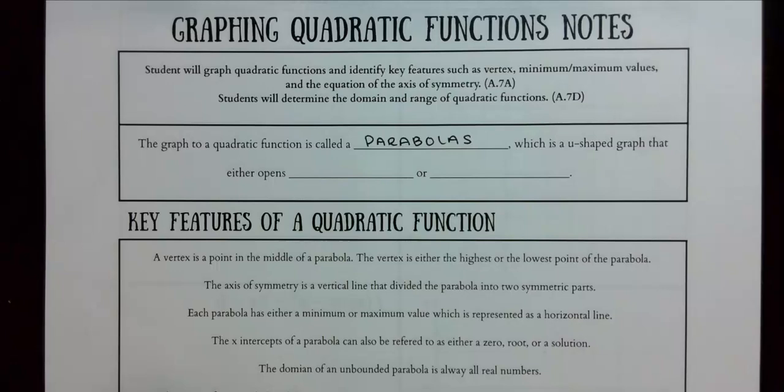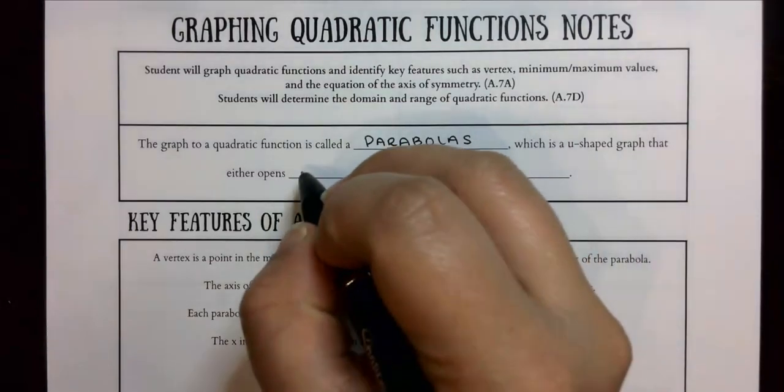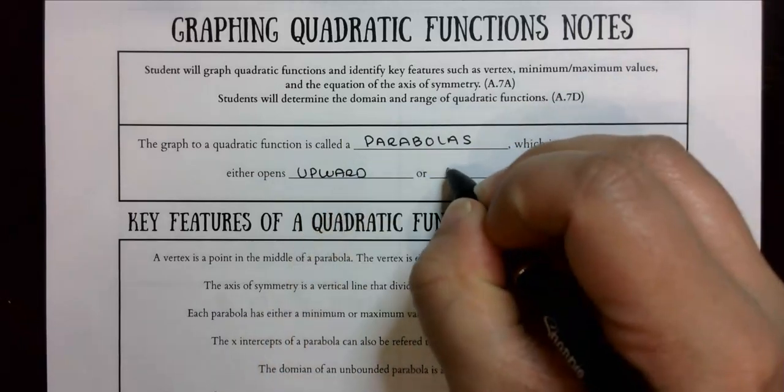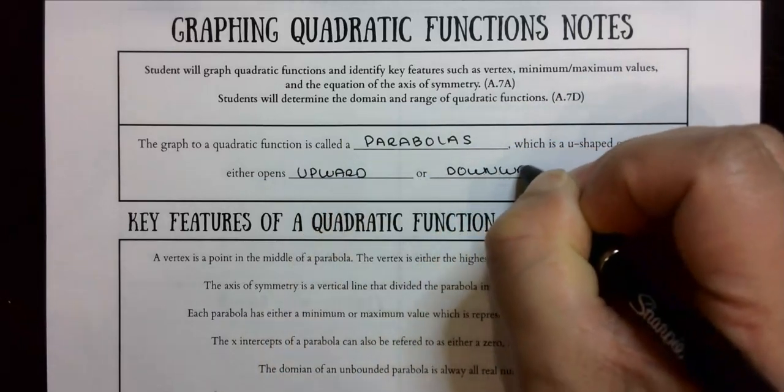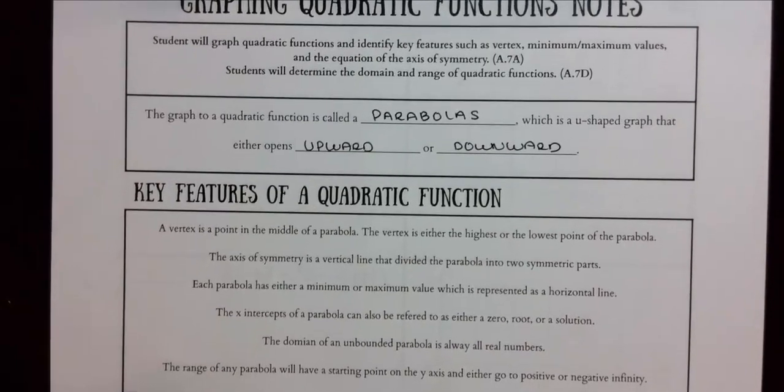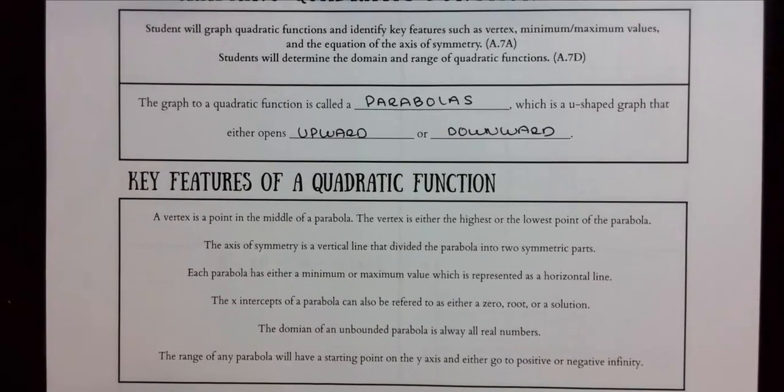Now your parabola, because it's a U-shaped graph, can either open up or down. So we're going to say it opens upward or downward. Okay. And so with that comes several vocabulary words that go with our parabola. So if you look right here on the next section, I'm just going to underline or highlight some of these words just so you know where to look on the graph to find them, but then I'll show you how to identify those key pieces and how to write them out once we have our graph.